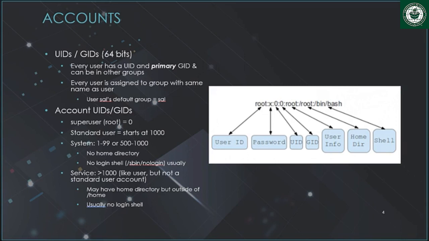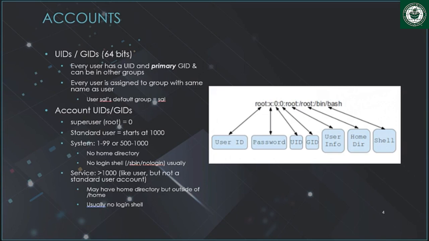Then there's the user ID, the user's group ID, and then user info like home directory, what shell is defaulted in, etc. Now, every user has a user ID starting at 1000 and up, and a primary group ID associated with yourself. So, for instance, the Sal user is going to have the Sal primary GID, group ID. But you can be added to other groups as well, and that's what we're going to do in some of our hands-on stuff as we walk through in later slides.